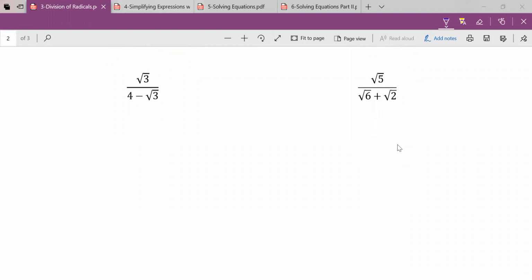All right. Here, these two. Put a big star beside these. If you can do these two, you can do anything in the unit. Or at least in this section is what I mean to say. Hey, these are the tough ones.